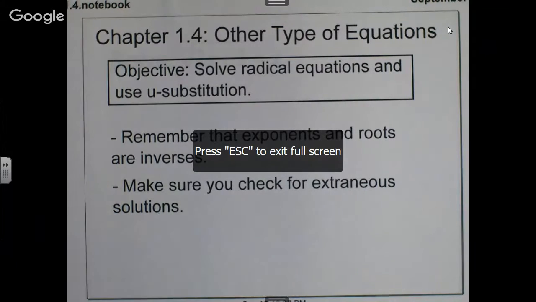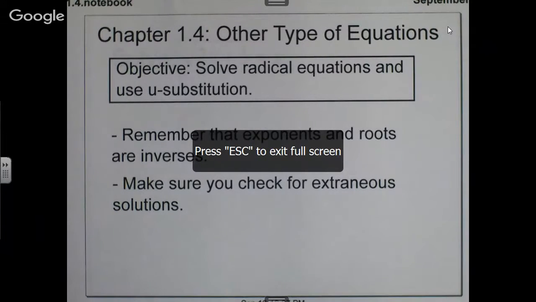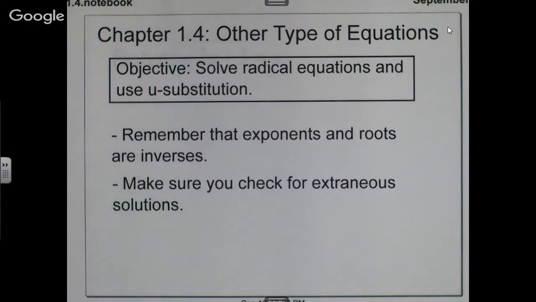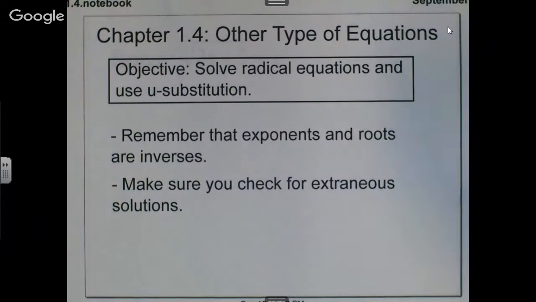All right. Thanks for joining for chapter 1.4, other types of equations. So in 1.3, we solely dealt with quadratic equations, and now we're going to look at a couple others here. So the objective is to solve radical equations and use U-substitution.